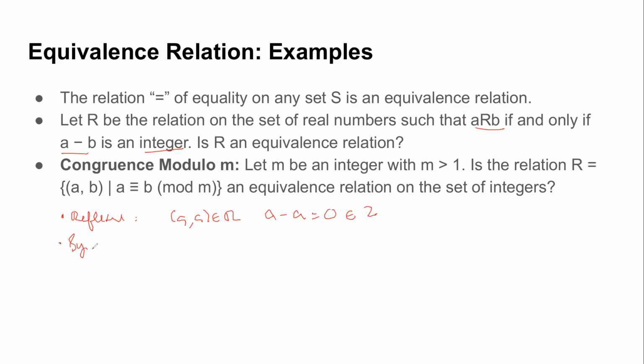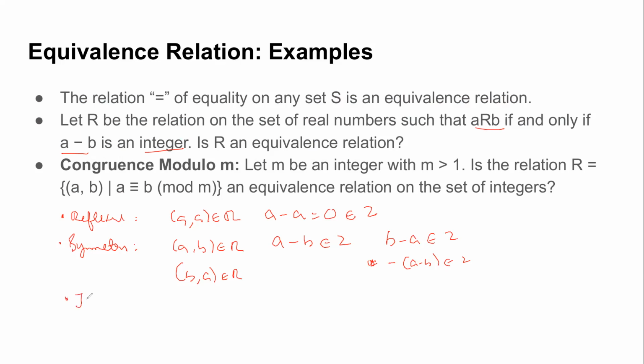Now let us quickly see symmetric. If we have (A, B) in R, that is A minus B is an integer, then we need (B, A) should also be in R. Which is true because if A minus B is an integer, so is B minus A, right? Because it would simply be the inverse of A minus B, so it is also an integer.